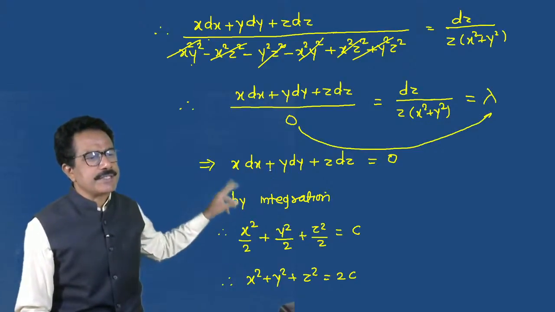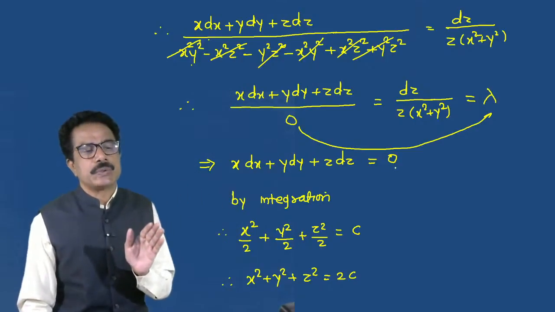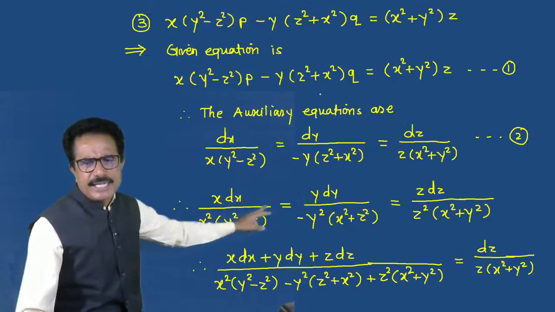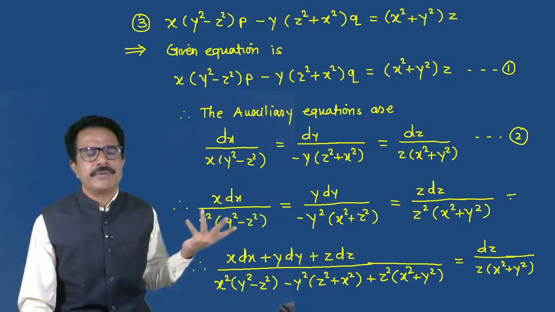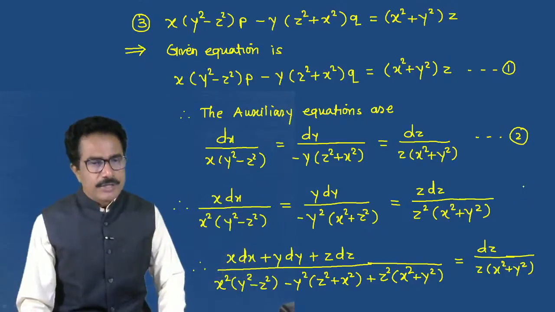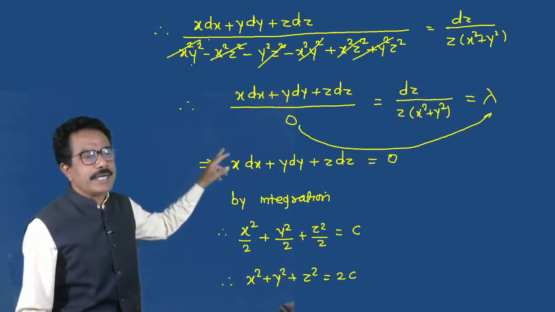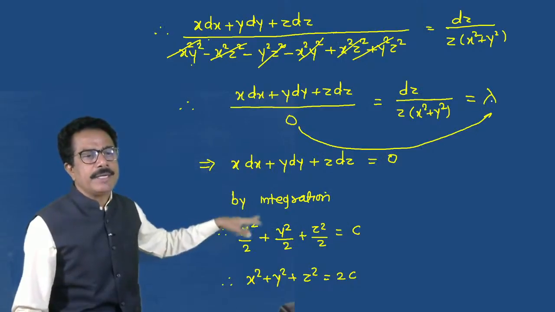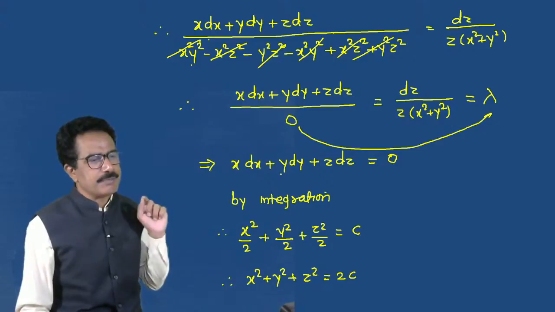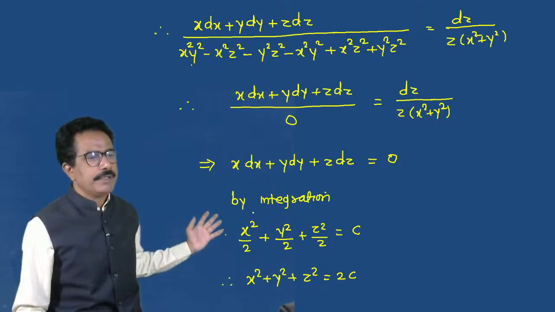Then we can take this into this term. So x dx plus y dy plus z dz is equal to, these are the equal ratios. We can write the value of that equal ratio as lambda. If we suppose this lambda, then we can transfer this 0 into the multiplication, that is lambda into 0. This implies that x dx plus y dy plus z dz is equal to 0.